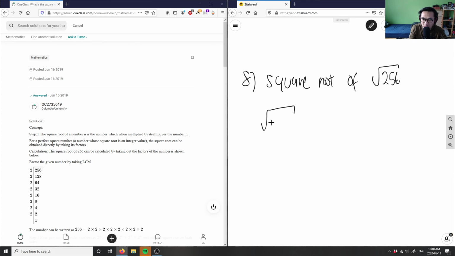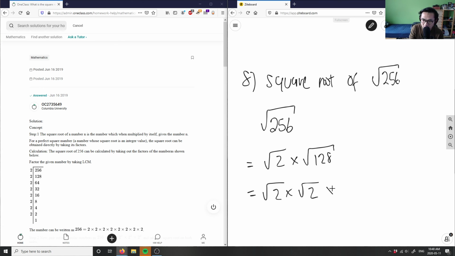And again, what I can do is I can take the prime factors out, right? So the first prime factor I would take out here would be a 2. So this would be square root of 2 multiplied by whatever 256 divided by 2 here. In this case, 256 divided by 2 is 128. I can do this again. 128 divided by 2 would be 64.